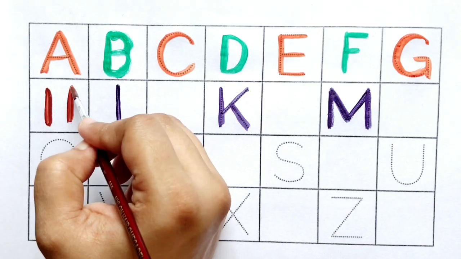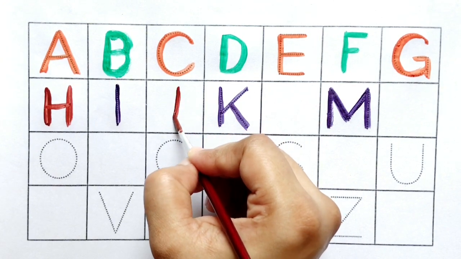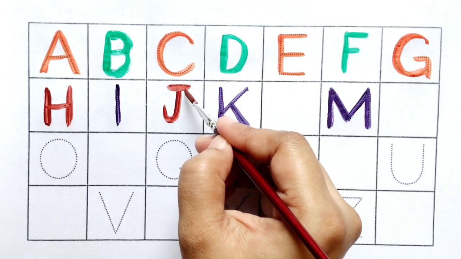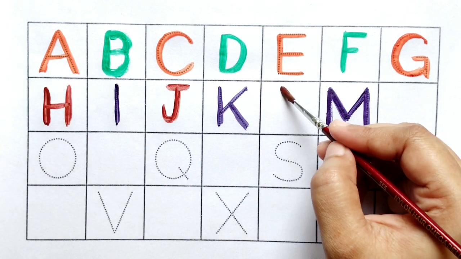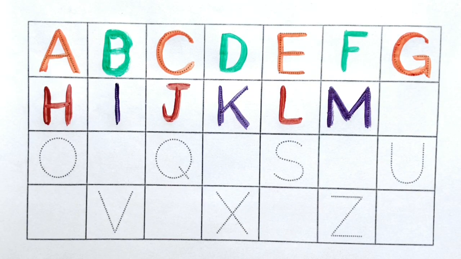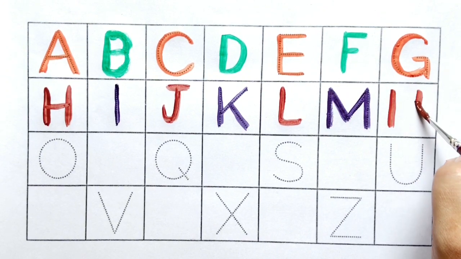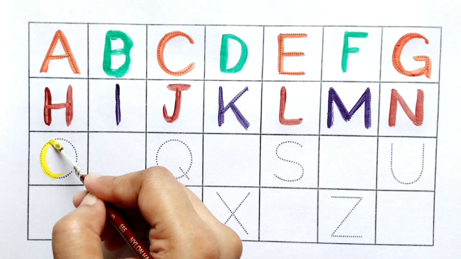Brown color. H for horse. J for jelly. L for lion. N for night. Yellow color. O for octopus.